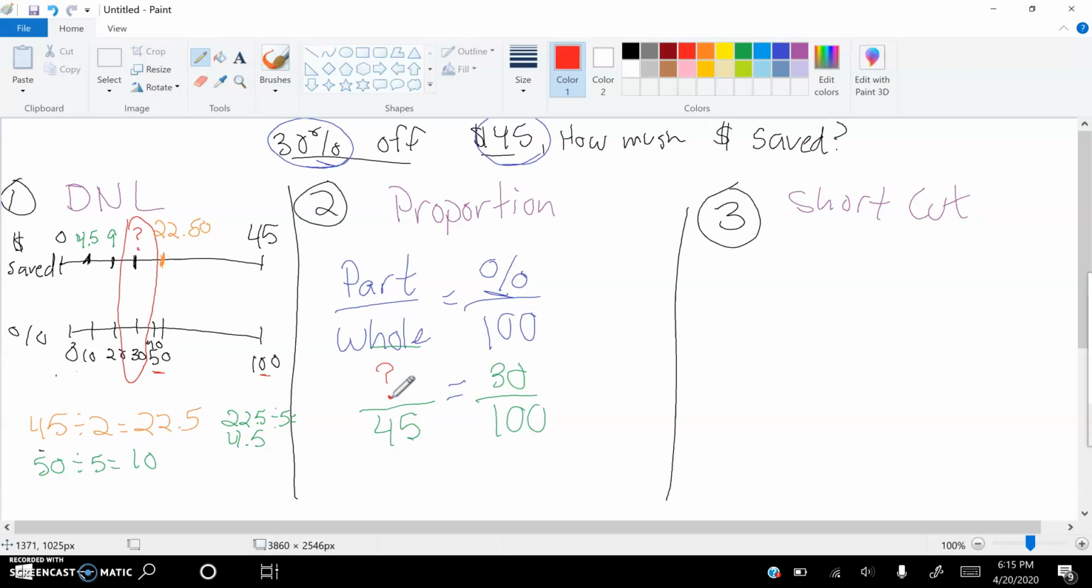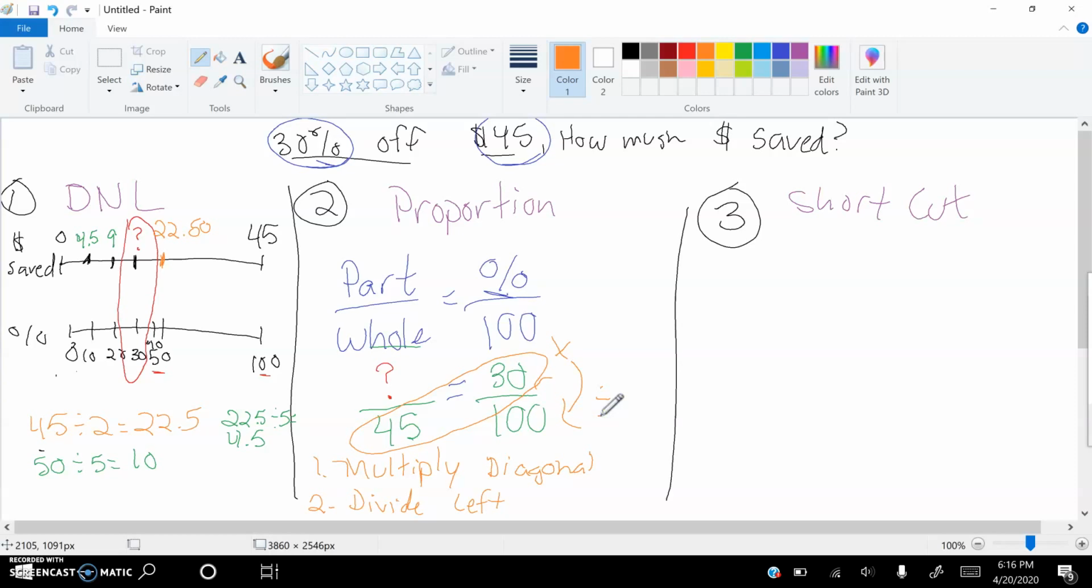Now we have done this before. There are 2 steps that we're going to use to solve this. First, multiply the diagonal. And then the second thing is divide what's left. So since we have a question mark here, this is not the diagonal we're going to use. We're going to multiply here, and then 100 is what's left. So then we're going to divide by 100.